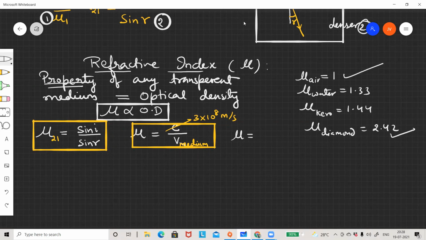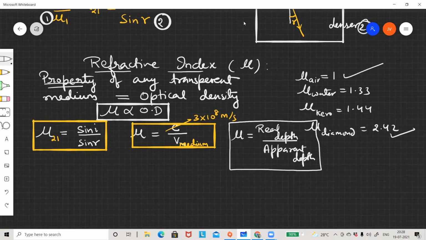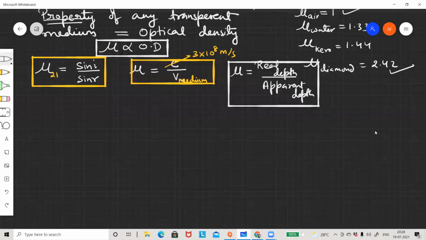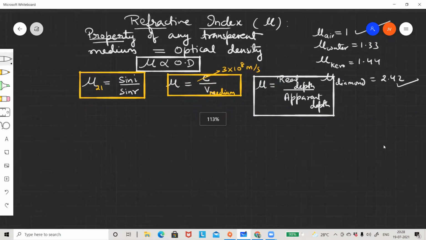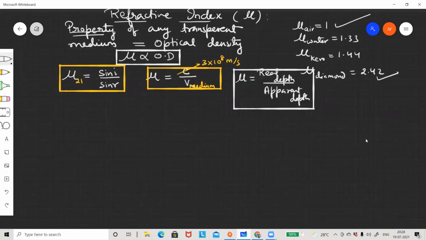Okay, so refractive index, one more formula is real depth to apparent depth. So these are the three formulas we discussed yesterday about refractive index, about the medium. Then one point I want to discuss, however, we are going to come across the topic refraction through glass prisms. So there we can't come back to this topic.